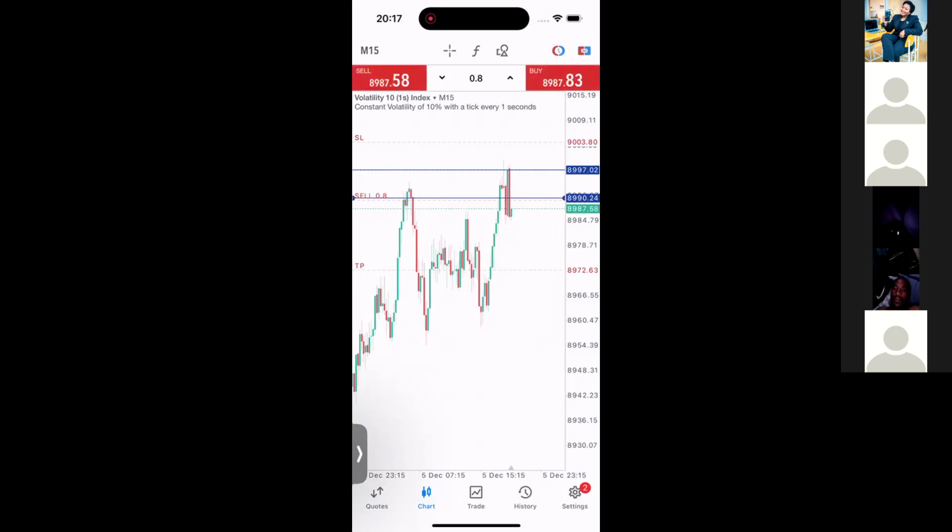The thing you want to do is come to the next. If you look at the bottom now, we have the quotes, we have the chart, we have the trade, we have the history, we have the settings. We want to come to the trade. Because, okay, fine, you would have punched your sell first. When you punch your sell first, you want to come to the trade.